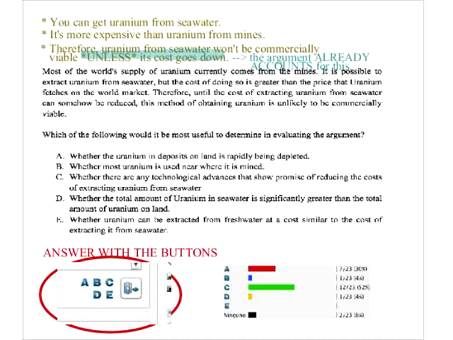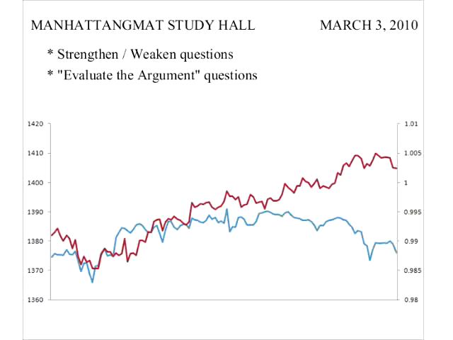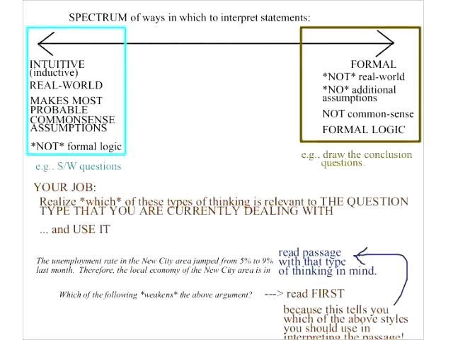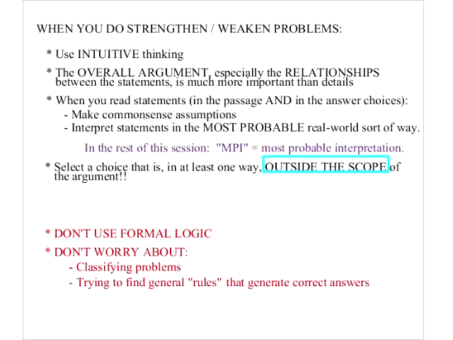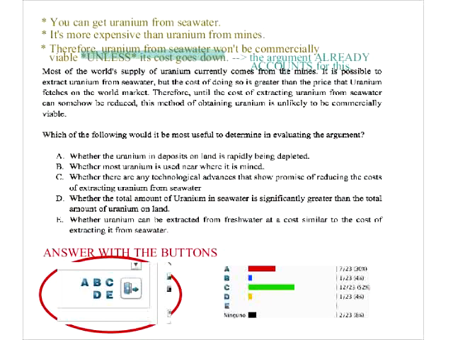So one way to think about it is in that sort of common sense way. The other way to think about it is just to realize, again, that things that are in the scope of the argument are not correct answers. This is probably the easiest way to understand this. Things in the scope of the argument do not strengthen or weaken it because they are already in it. So that's the deal. C doesn't help because C is already addressed. It's not a strengthener or a weakener.